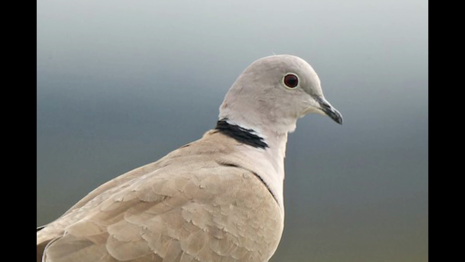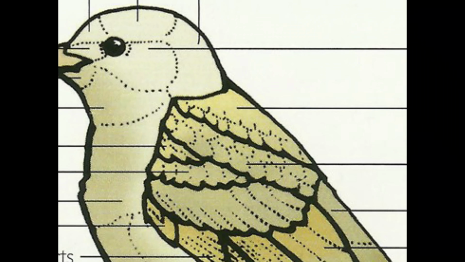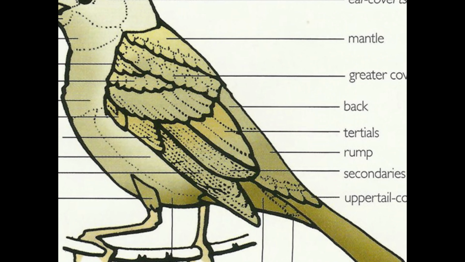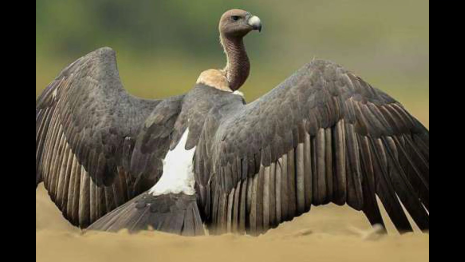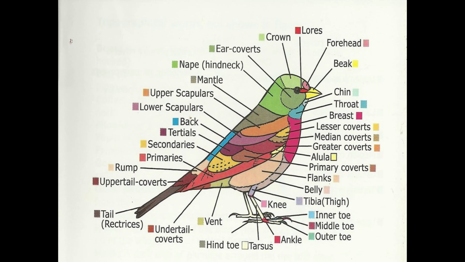Then comes the mantle, the plumage on the back and folded wings when of the same color, as in gulls. After that back portion, then the rump and the upper tail covers. For example, for the rump we can see the white color on the white-rumped vulture. The detailed structure of wings and tails will be studied in the following sessions.